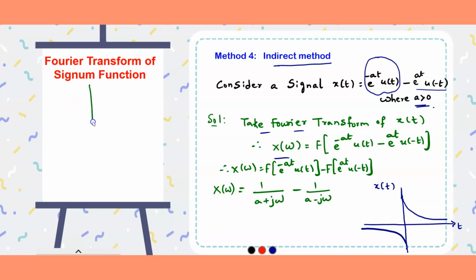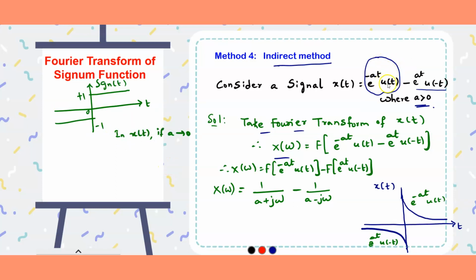If you draw the signum function, in the x of t, if a is equal to 0, then what happens? This becomes just u of t, and the second term becomes minus u of minus t, and therefore it's equal to the signum function, right? So e power minus 0 into u of t, then e power 0 t into u of minus t. If you put a equal to 0 there, you are getting u of t minus u of minus t, which is actually a signum function, right?